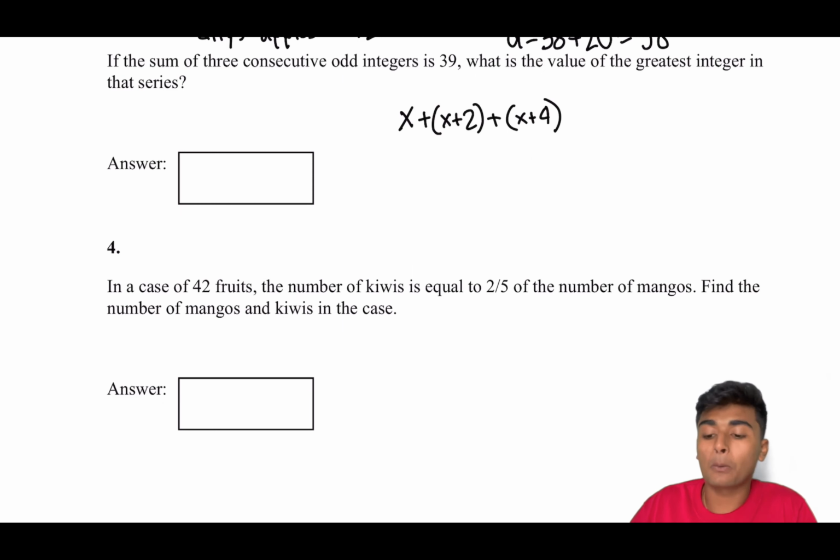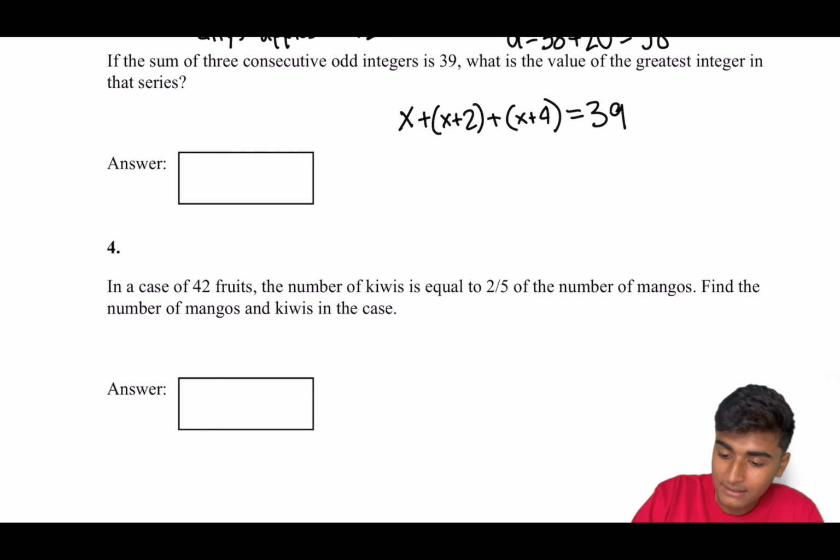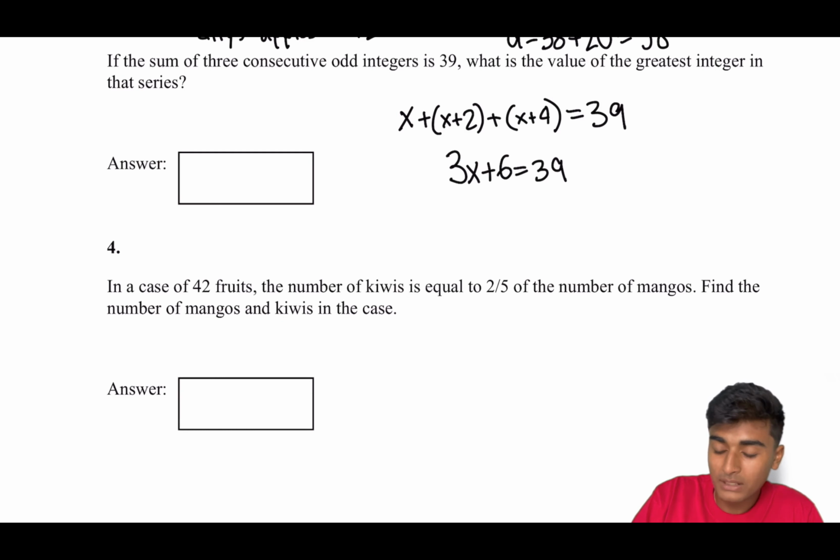Now, if you're confused on where I got that part of the equation, think about x equaling 1, right? If x equals 1 and that's the first odd integer, then x plus 2 is 3, the second odd integer, and x plus 4 is 5. And they're all consecutive odd integers. But back to this problem, you can set that equal to 39. Then simply solve again, giving us 3x plus 6 equals 39. This gives us 3x equals 33, or x equals 11.